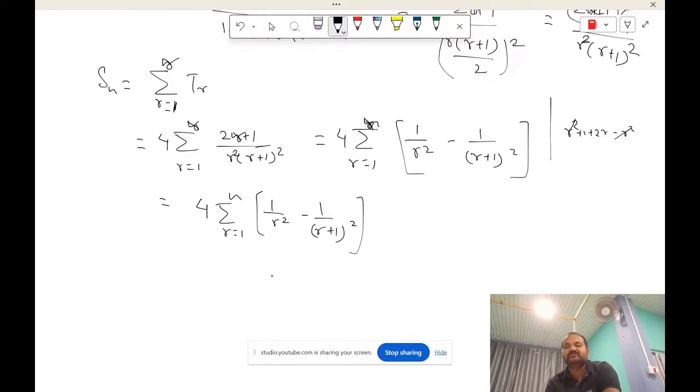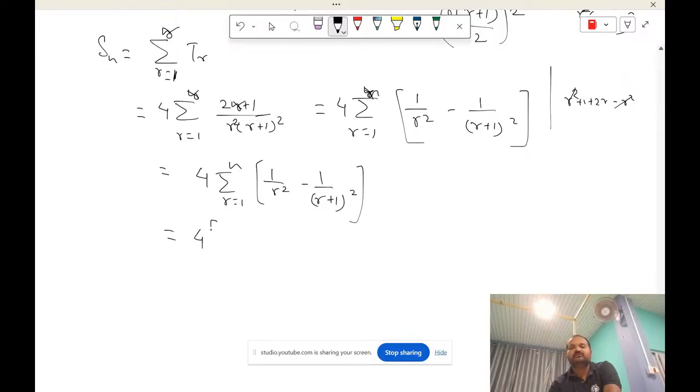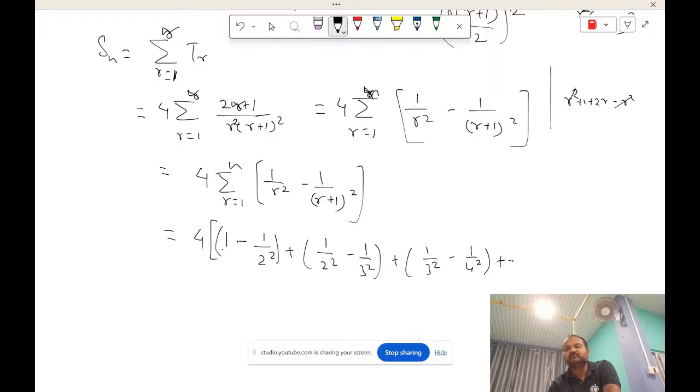So we can expand this term, 4 into, if you substitute r equal to 1, it will be 1 minus 1 by 2 square, plus the second term 1 by 2 square minus 1 by 3 square, plus the third term 1 by 3 square minus 1 by 4 square, up to 1 by r square minus 1 by r plus 1 whole square.